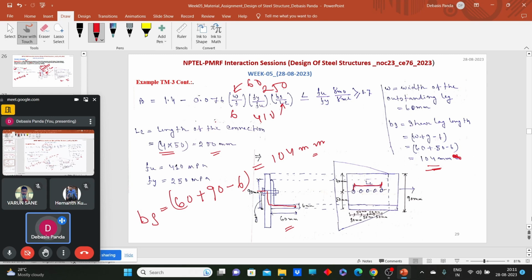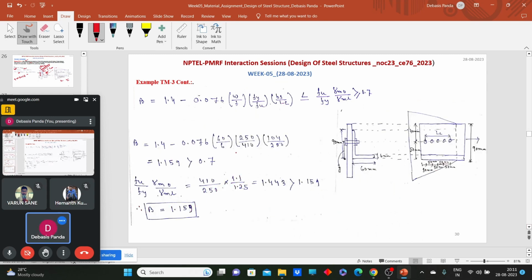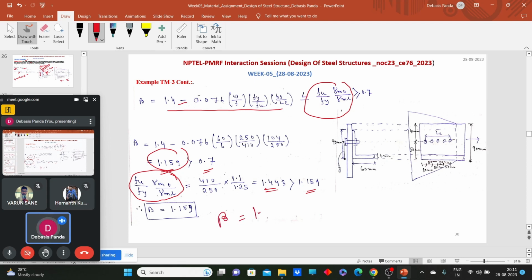So put all these values. The value of beta is coming as 1.159, which is greater than 0.7. That means okay. Now we need to check against this criteria. So this value Fu by Fy into gamma m0 by gamma m1 comes as 1.433, which is also greater than the value of beta, which is calculated using this equation. So finally we can consider that beta value will be equal to 1.159.